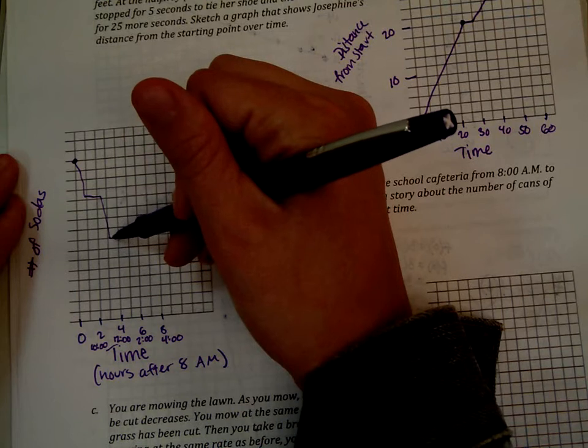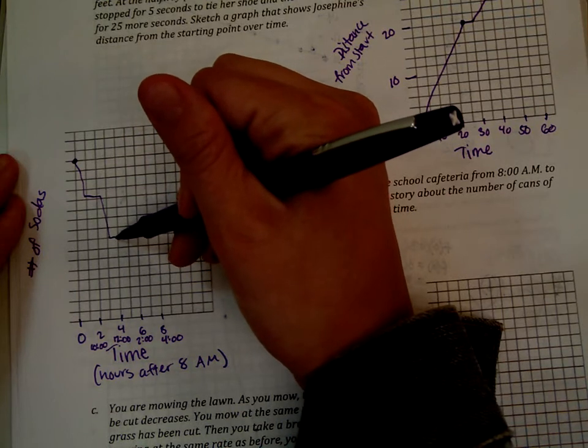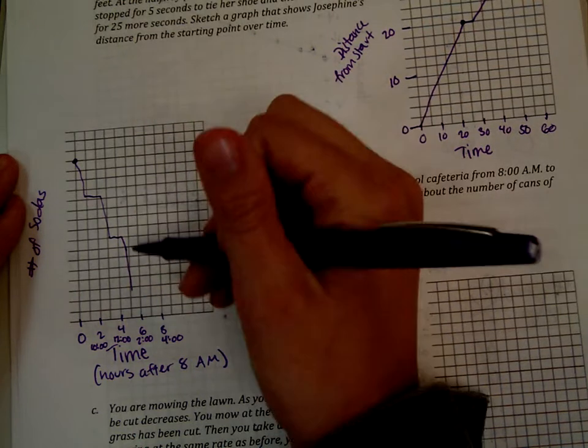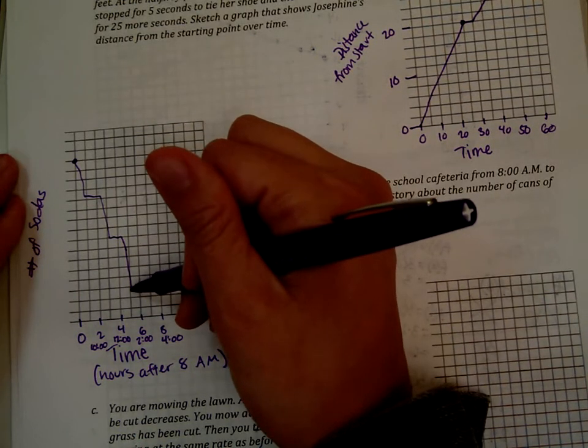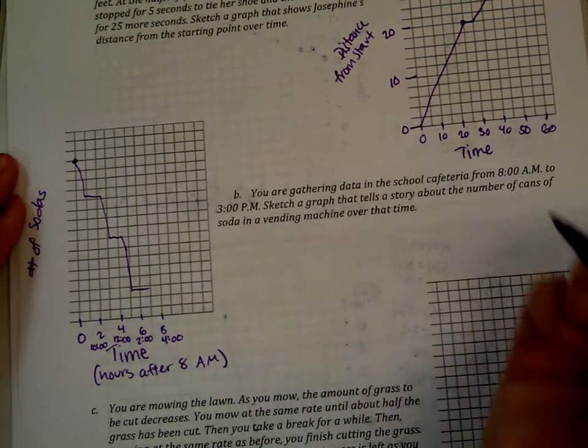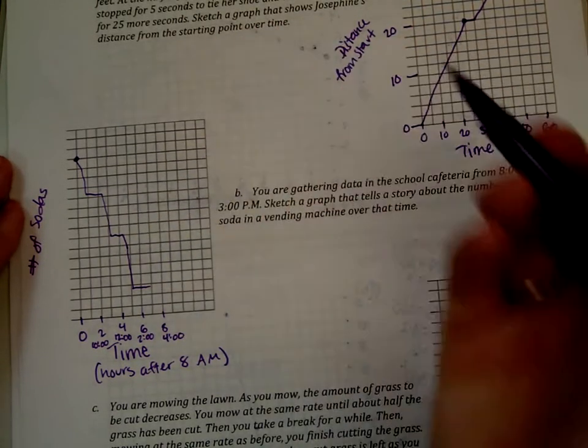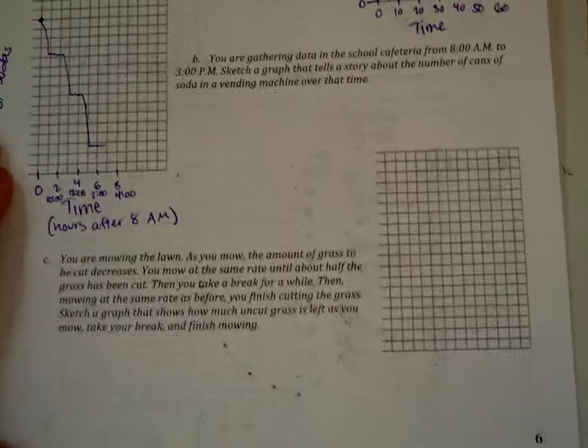Then it'll stay the same until lunch at 12, which is right here. And then it'll probably drop again. And then it'll probably stay the same until the end of school. So basically, we just want to see that the soda cans are dropping. The number of soda cans are dropping over time.